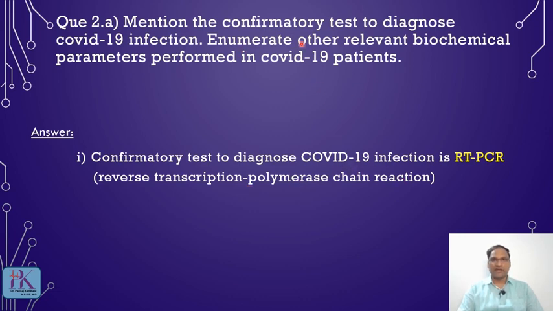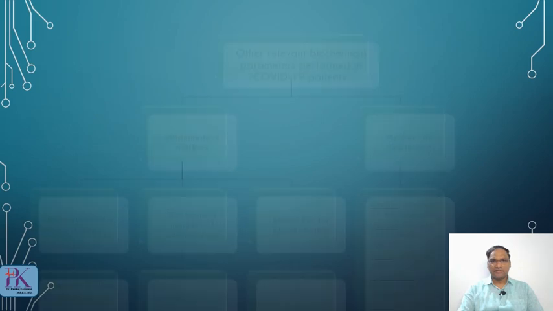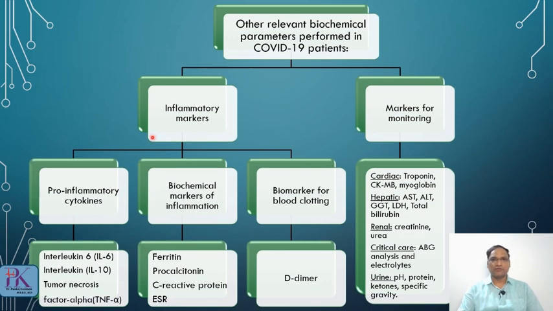Now the answer to the second sub-question, that is you have to enumerate other relevant biochemical parameters which are performed in COVID-19 patient. Now these parameters I have divided into two subclasses. First and most important are called inflammatory markers, and others are markers for monitoring.